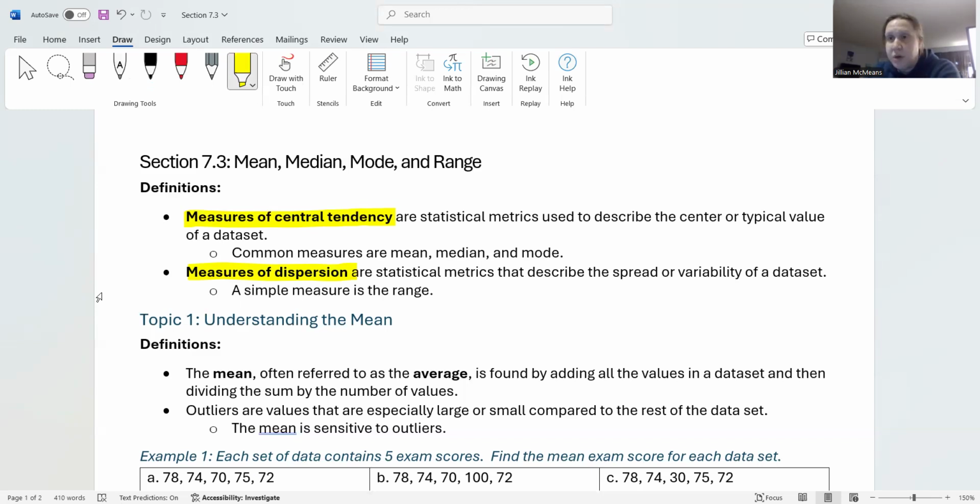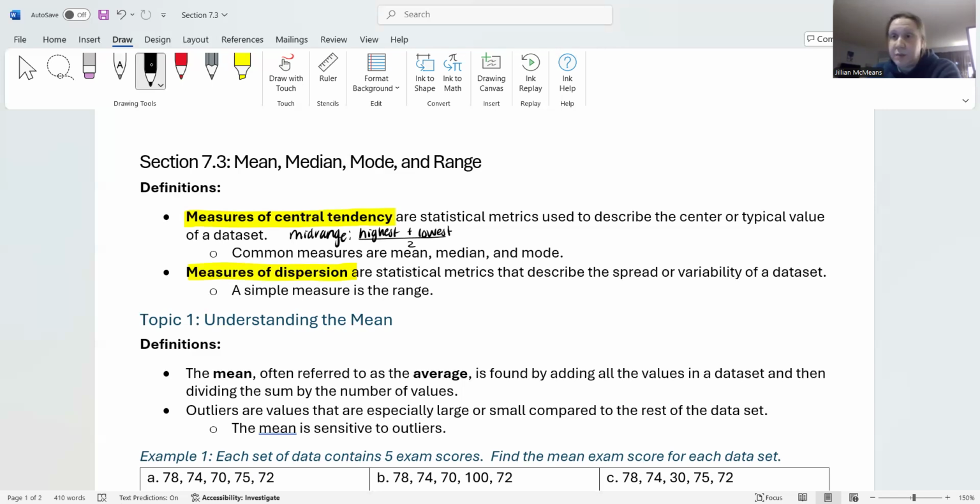Sometimes you'll see a fourth one called mid-range, but we don't really have to cover that one. If you are interested in understanding the mid-range, you take the highest data item and add it to the lowest data item. So literally, what's the smallest data item in your set, what's the largest data item in your set, and then you divide by two. That's another measure that we don't really have to talk about in this book, but you would see it if you take another statistics class potentially. The common measures for us are going to be mean, median, and mode.